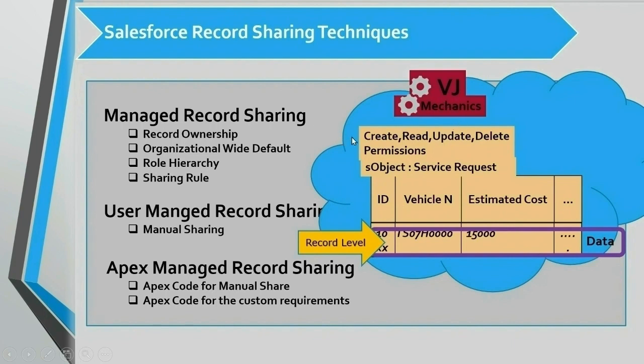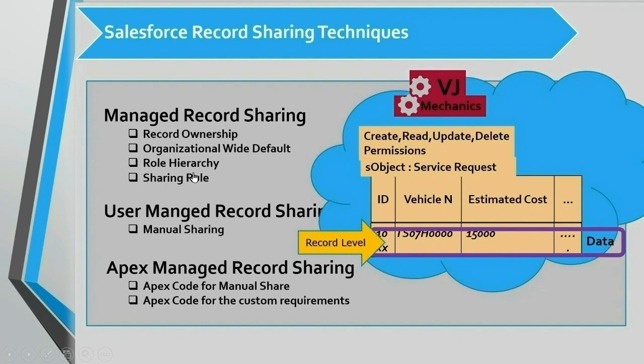At the object level, I have given create, read, update, delete so that it should not interfere when we are looking for record level sharing access. If I had not given the delete permission at the object level, then at the record level, we would never get that delete permission. Hence, at the object level, I am keeping the complete access. And let's now look into the record level in detail.